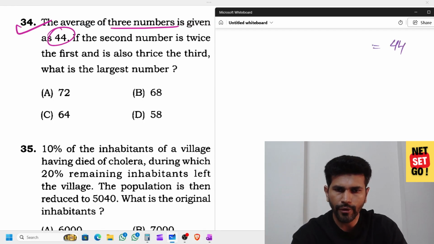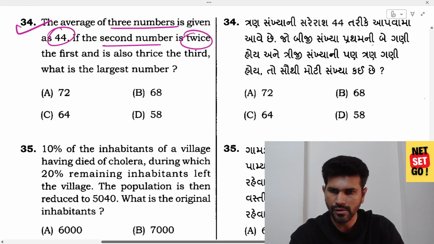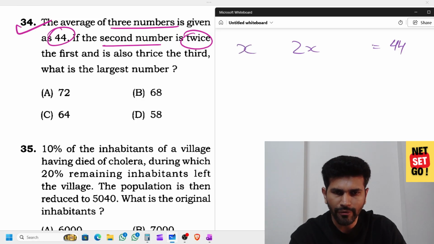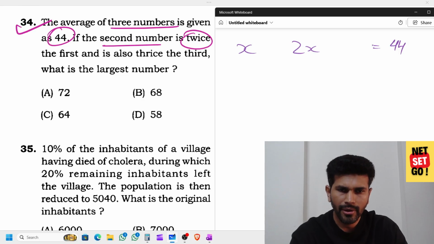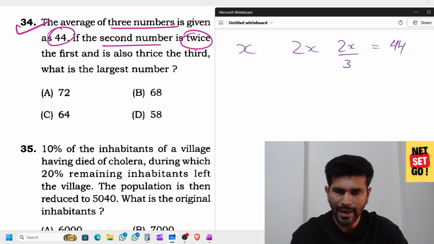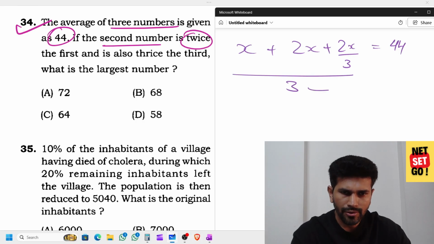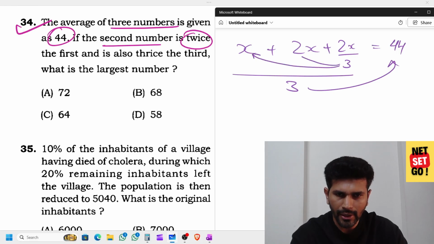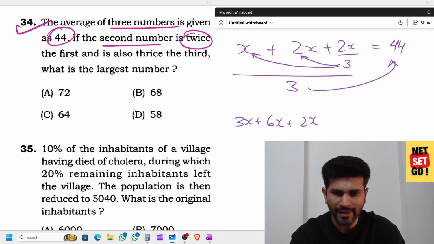The average is 44. If the second number is twice the first, means first number is x, second number will be 2x, and is also thrice the third. This number is also thrice, so third number will be 2x divided by 3. And average is 44, તો ત્રણેયને એડ કરીને divided by 3 કરશું. હવે 3 ને 44 થી મલ્ટીપ્લાય કરશું અને આ ડિનોમિનેટરના 3 ને x અને 2x સાથે મલ્ટીપ્લાય કરશું. So 3x plus 6x plus 2x divided by 3 equals 44 multiplied by 3.